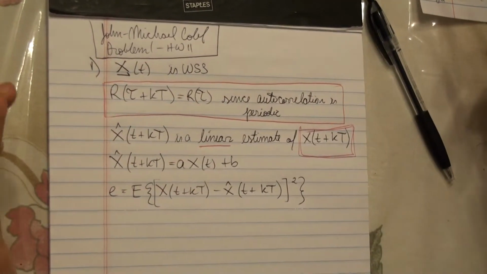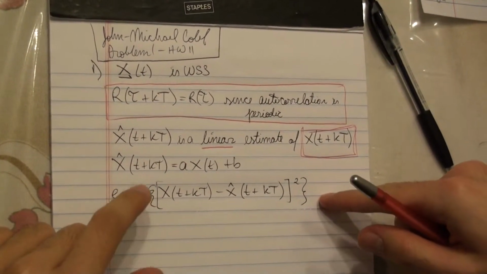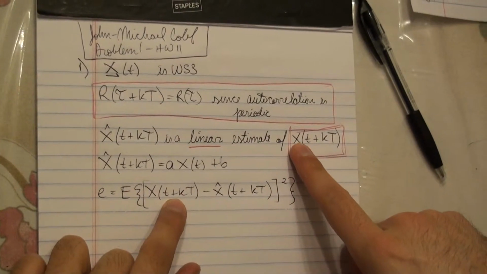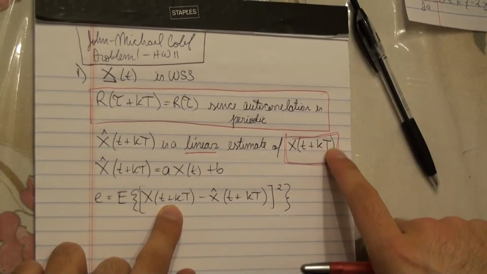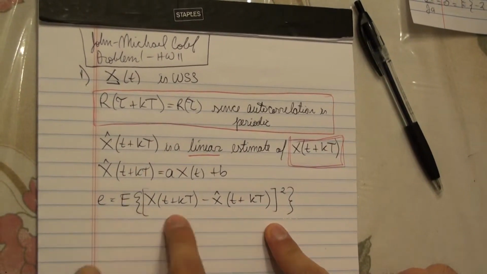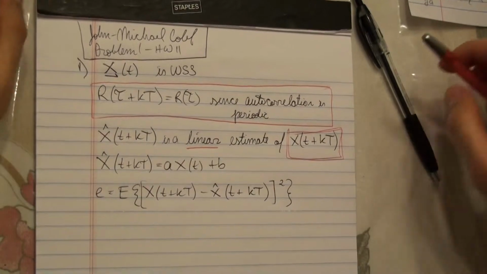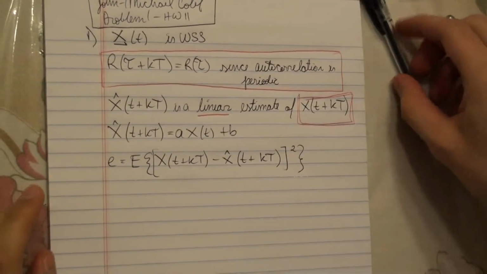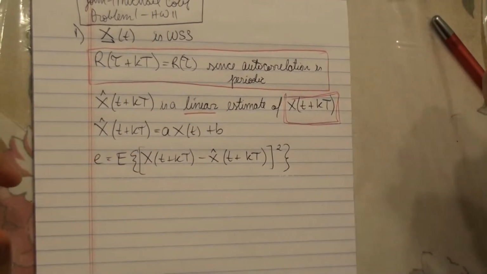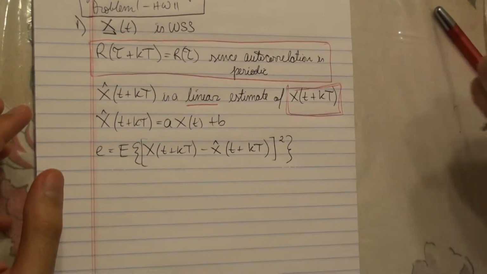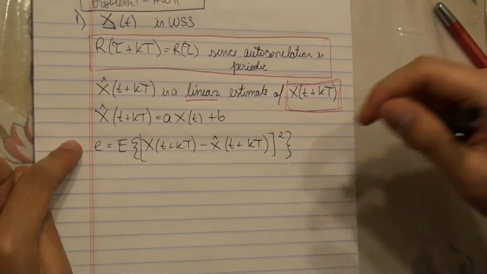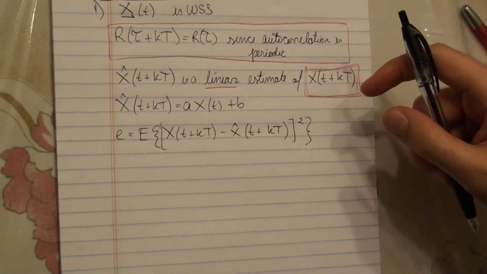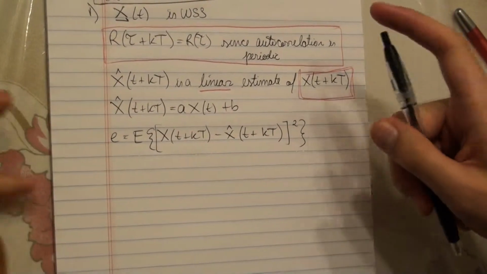So how do we do that? Well, the error is given by this equation, which is the expected value of the difference between the actual value of x of t plus kT, a period away, and the estimate. So the difference between the real value and the estimate, squared, and it's the least mean square error, so we have to square it. We want this error to be as low as possible because they want us to find the least mean square error. That means when this error is absolutely minimum. The way we do that is we take the derivative of e and set it equal to 0.